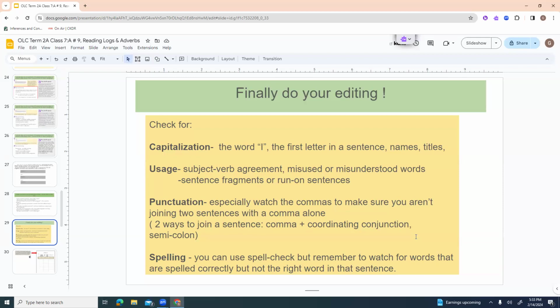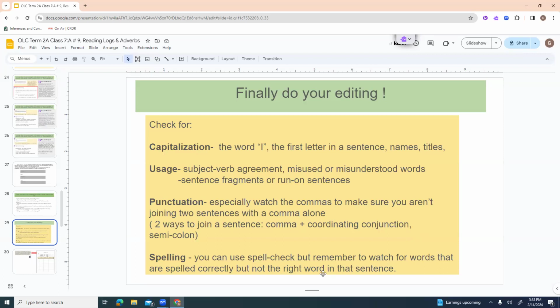You can join a sentence with a comma plus a coordinating conjunction and then the next sentence, or you can use a semicolon between two sentences. Spelling. It is totally fine to use spell check, but remember to watch for words that are spelled correctly, but are not the right word in that sentence.